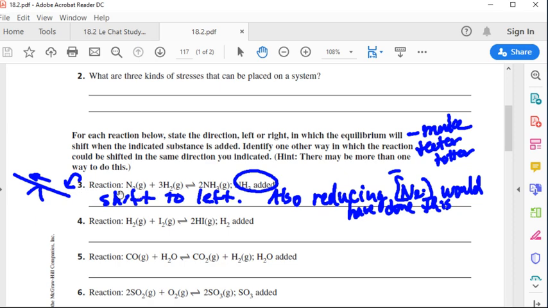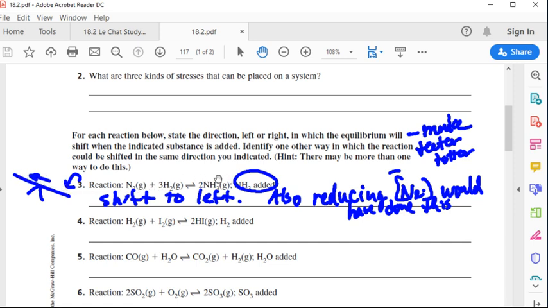So for this first one, let's say we have the formation of ammonia. Nitrogen plus hydrogen yields ammonia. And let's say the stress is NH3 added. So if you think of the teeter-totter, NH3 is on the right-hand side, it's a product. So it'd be like adding something to the right-hand side of a teeter-totter. Of course, it would get heavier here. So to make things in balance again, it would have to shift to the left.